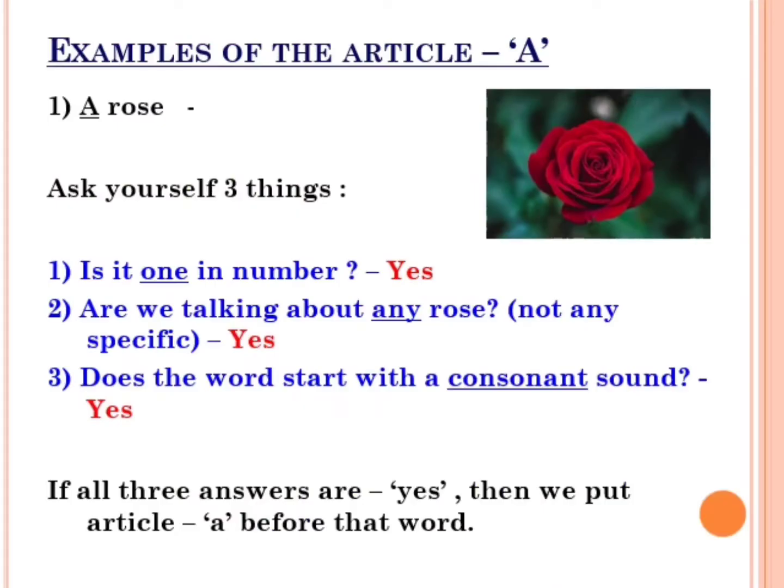Examples of the article a. A rose. Now students, why have I put article a here? Ask yourself three things. Number one, is the rose only one? Yes. Are we talking about any rose? Yes. Does the word start with a consonant sound? Yes, because the consonant sound is R. That means we have to put article a before the word rose.